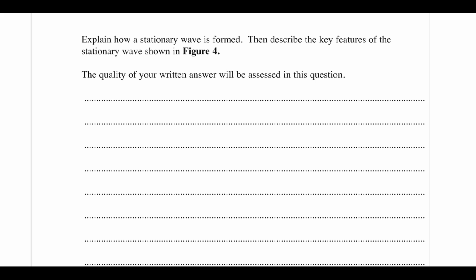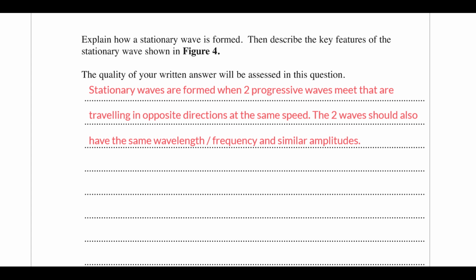Alright, so the starting point is to make a stationary wave, you need two progressive waves that meet each other. So they need to be traveling in opposite directions at the same speed, and they should also have the same wavelength or frequency and a similar amplitude. Those are the general criteria that form a stationary wave. So let's now start looking at the features of the wave.